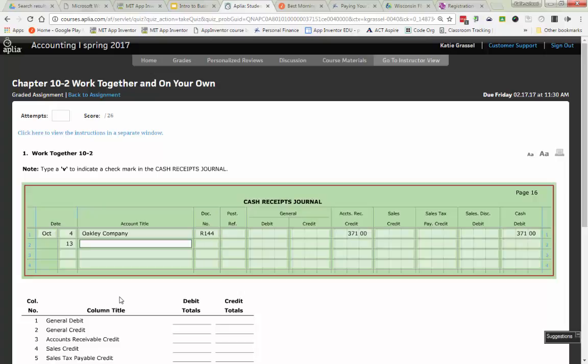Okay, so because I am using 3 special columns, I don't have to write anything in the account title. I put a check mark in the account title column, and I also put a check mark in post reference. Because that tells me I don't have to post this separately. TS 43.